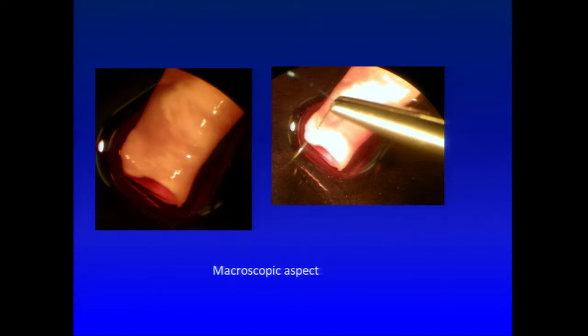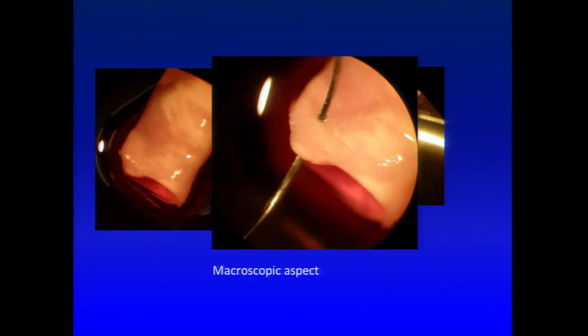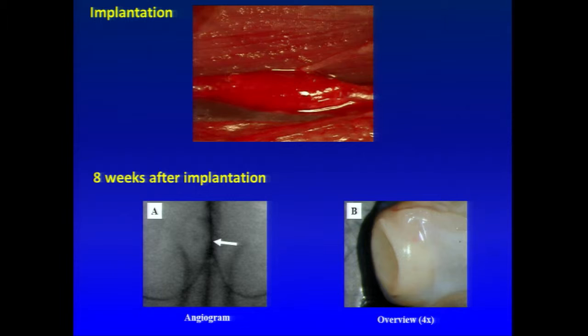And this is the scaffold seeded with cells. We can suture the scaffold, the tubular structure, and then implant it over here to replace part of the right aorta. After 8 weeks, from the angiogram you can see the blood vessel is not blocked. There's blood flow over there. There's no blockage.